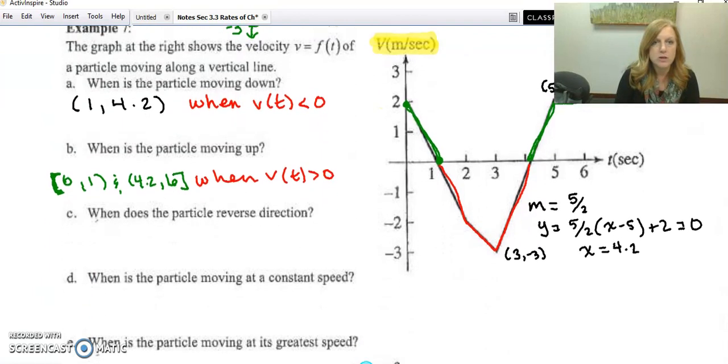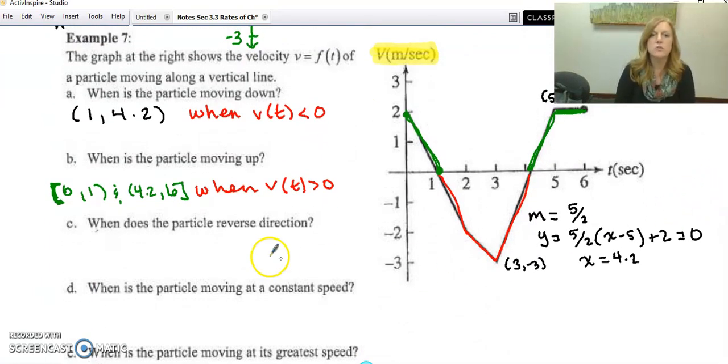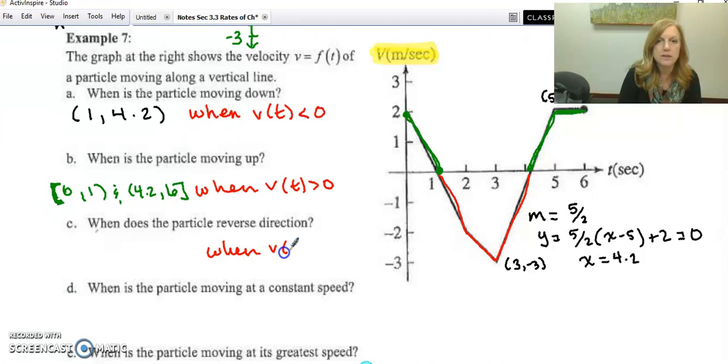All right, so then the next question, when does the particle reverse direction? Our reason for reversing direction would be when the velocity curve, v of t, switches signs.